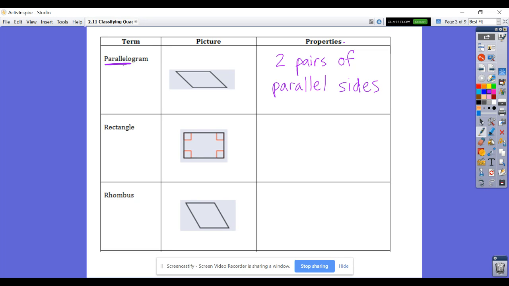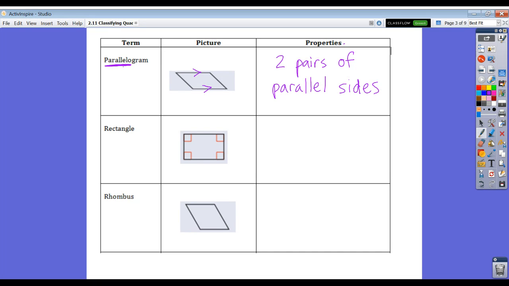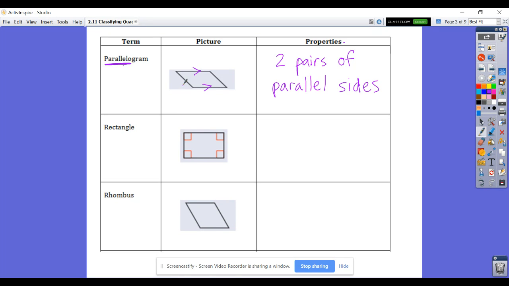So mathematicians, they love their notation. They have a special symbol that shows that sides are parallel, which is to put little arrows on them. So this side gets one arrow, and so does this side because they're parallel to each other. But then this side is parallel to this side. So we'll put two arrows on both of those.